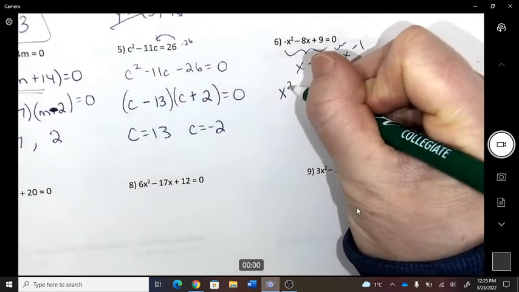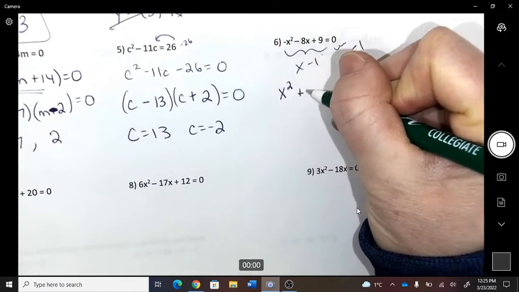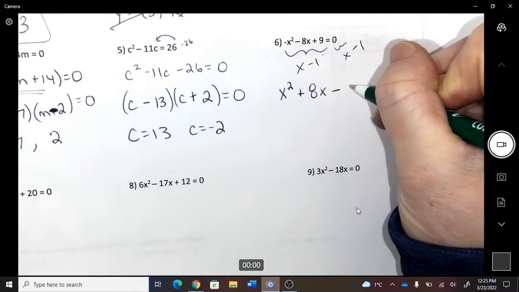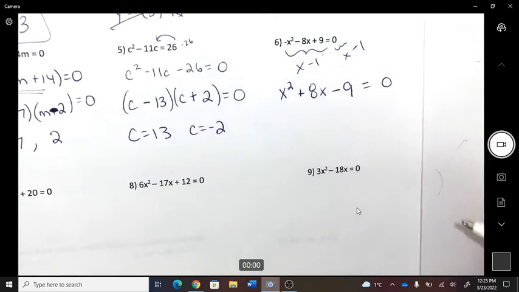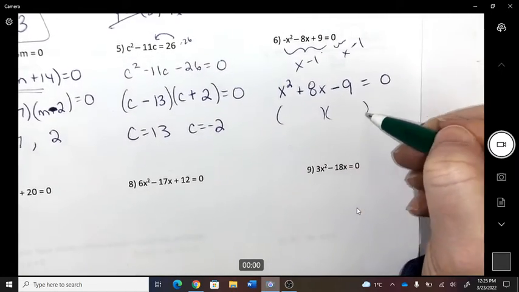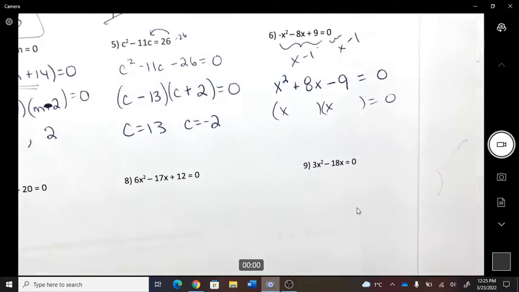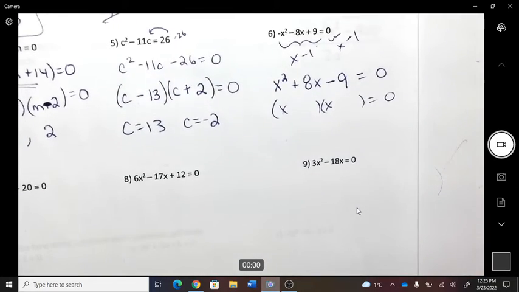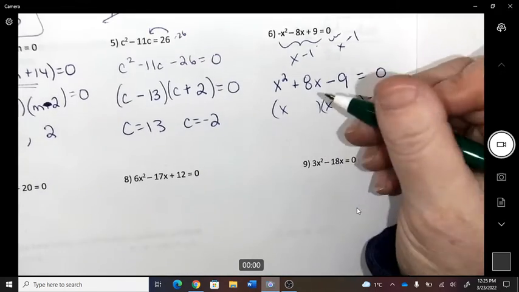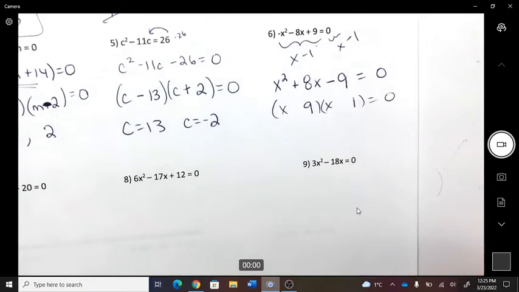So x squared is now positive. Then that's positive. Then that's negative. And the lucky thing is 0 is still 0, right? So I changed all the signs. So now it's a simple trinomial. Multiplies to 9. 9 times 1 is the one that's going to get me an 8.